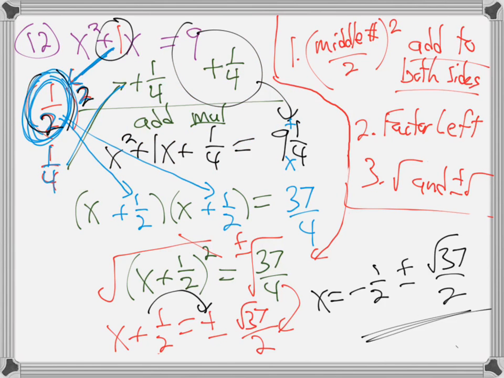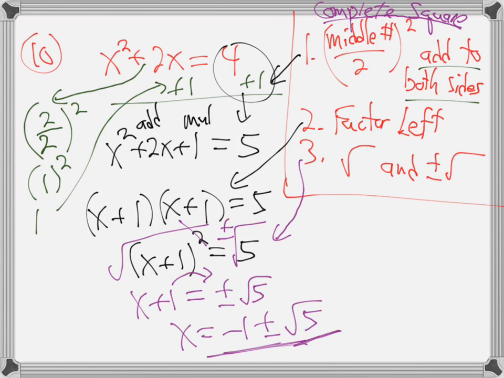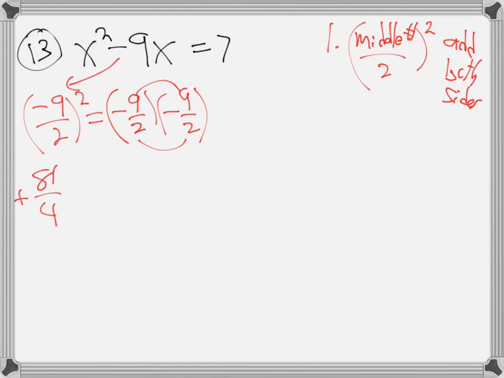Whereas like on some of the other ones, like back here, 2 divided by 2, and it just became 1. So yeah, if you can divide them and it's a whole number, great. Do it. If it's a decimal, then you've got to leave it as a fraction. Okay. So 81/4. So positive. So that's the completing number.